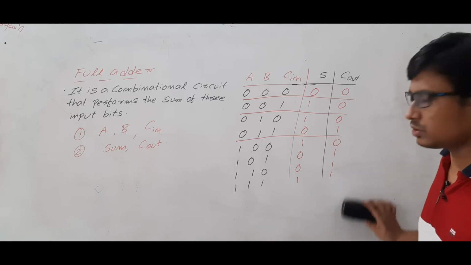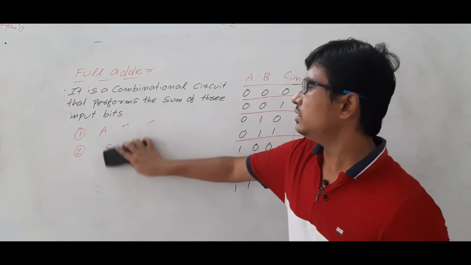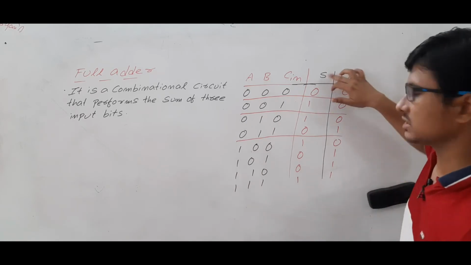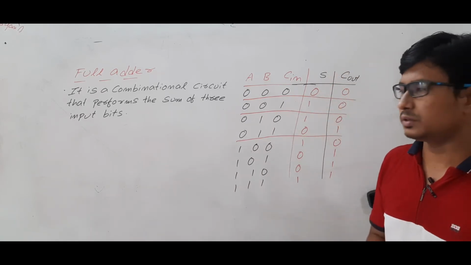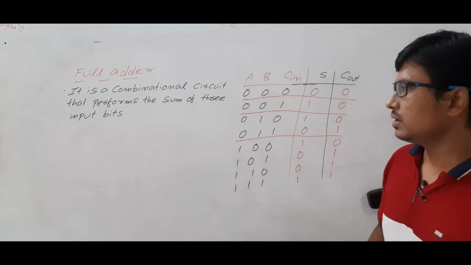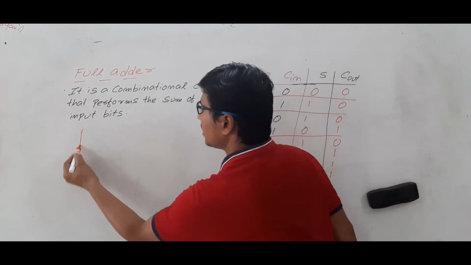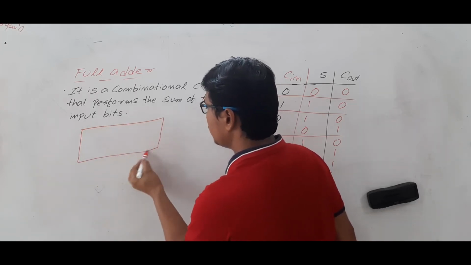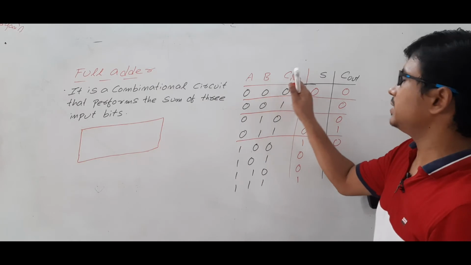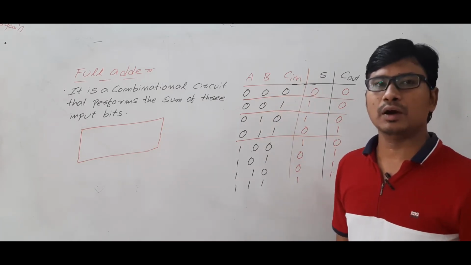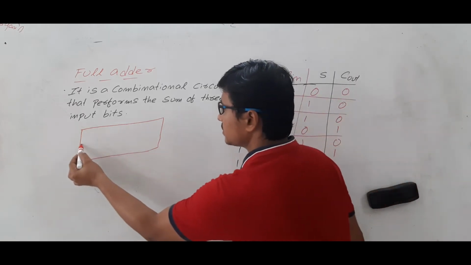Once we got the truth table, what do we have to do? Step 3 is that we have to minimize these functions, sum and C out. First, let me minimize the sum. So how can I minimize? I will draw it using the K-map. How many variables are there? A, B, Cn. So if 3 variables are there, the K-map will have 8 cells. Let me represent those 8 cells.